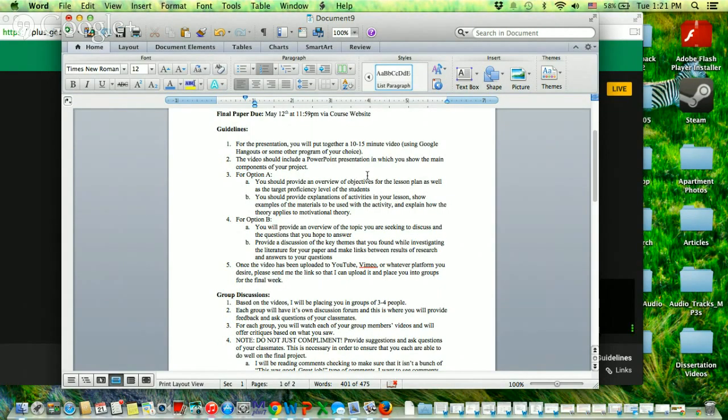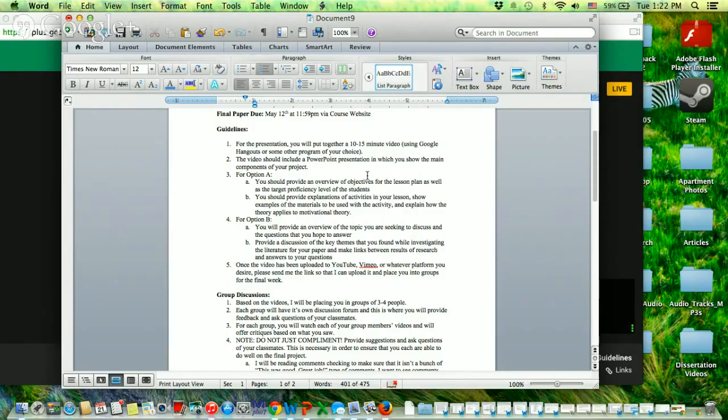So for option A, you should provide an overview of objectives for the lesson. You should start off by doing that, and then also the target proficiency level of students. With that, you should also provide an explanation of activities in your lesson, and show how they are linked to motivational theory, while also making sure to show any materials or show examples of the materials that go with that activity.